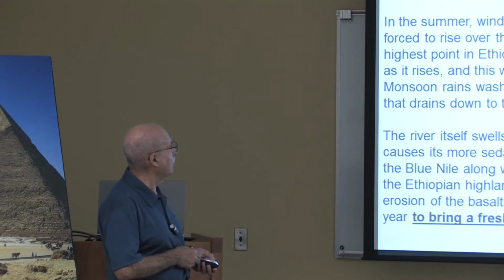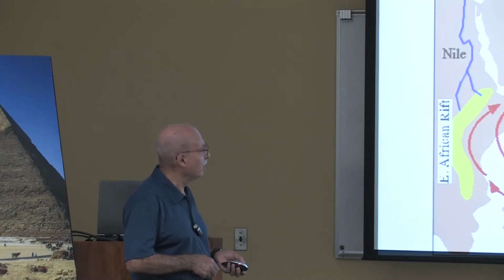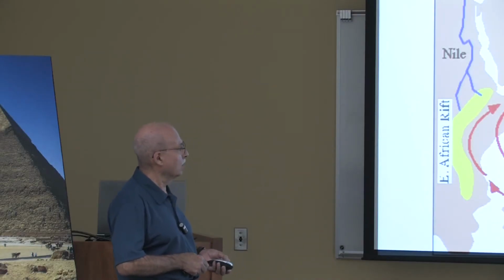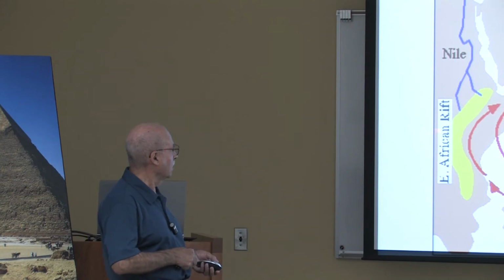In the summer, winds from the southeast bring moist air. Let me go back here. This is Ethiopia. This is the Pacific Ocean. It's here. The wind, I think this is India, Indian Ocean, excuse me. The wind from here, from the ocean, comes to the land. And this is Tibetan, but here is the area of the Blue Nile.